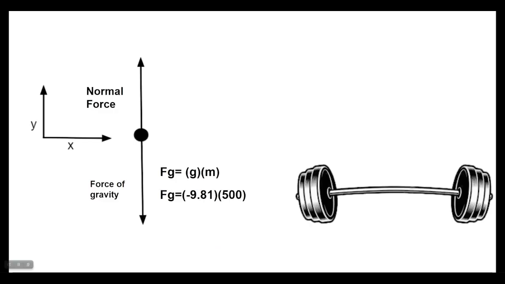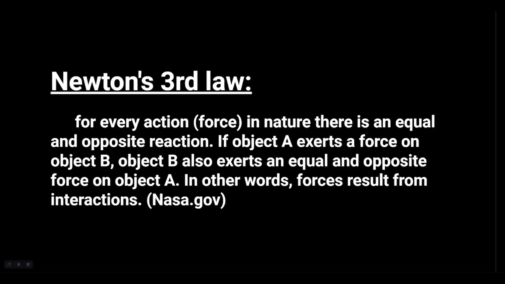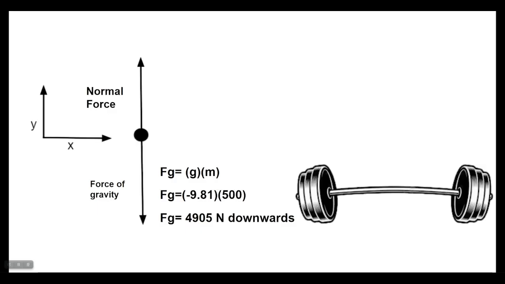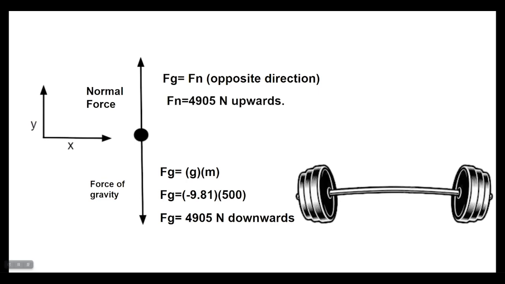We then multiply 500 by the gravitational field strength of Earth, 9.81 newtons per kilogram, to get the gravitational force of the barbell acting on the floor, which is 4,905 newtons in the downwards direction. Because of Newton's third law, which states for every action there is an equal and opposite reaction, we know that the normal force is also equal to the force of the barbell acting on the floor, meaning the normal force is 4,905 newtons in the upwards direction.